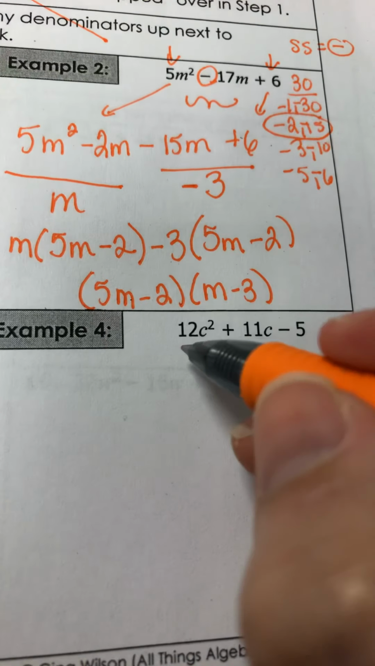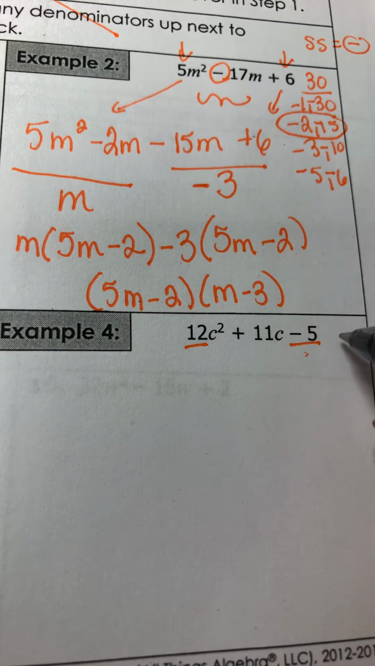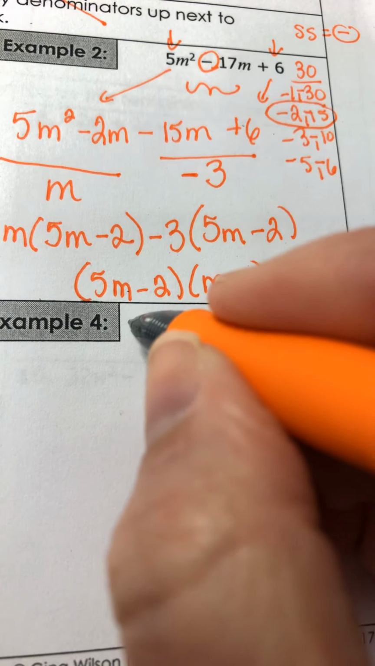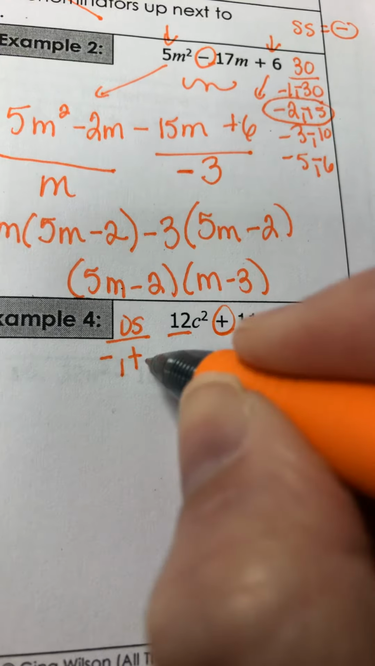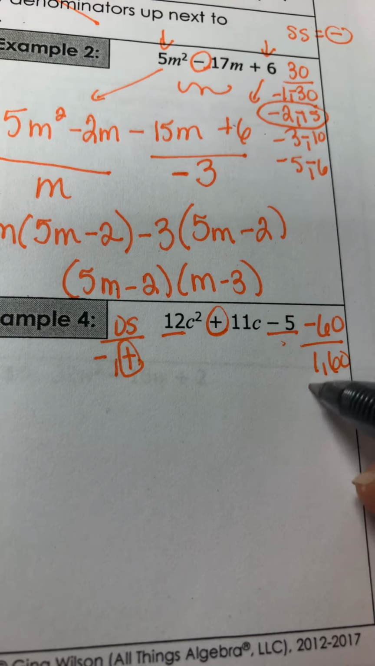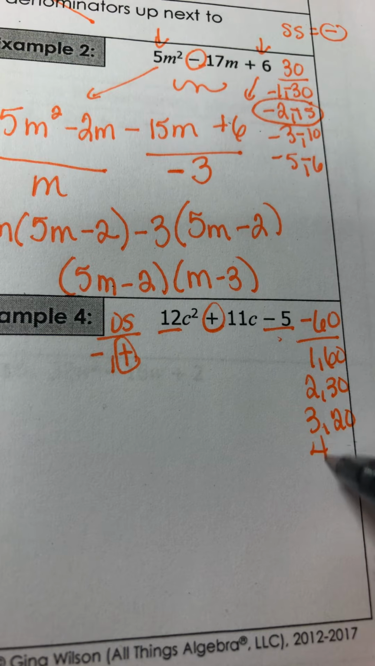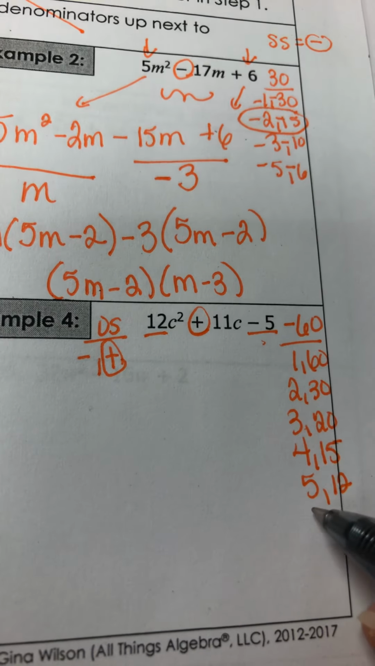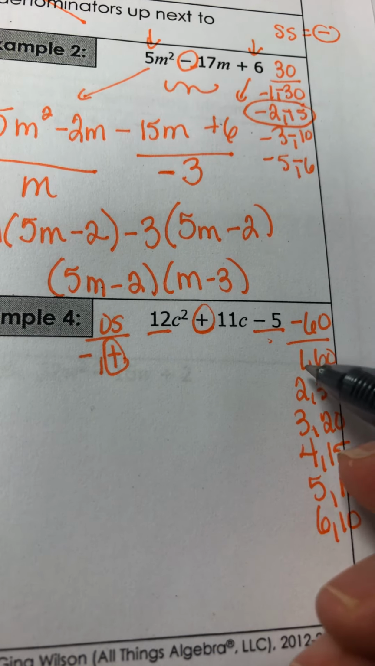All right, look for a GCF. We don't have one, so multiply A times C. 12 times negative 5 is negative 60. Since your multiplication number is negative, I need opposite signs. That's a negative and a positive. Your biggest factor should be positive. So I have 1 times 60, 2 times 30, 3 times 20, 4 times 15, 5 times 12, and 6 times 10. Now again, I need opposite signs, biggest one positive.